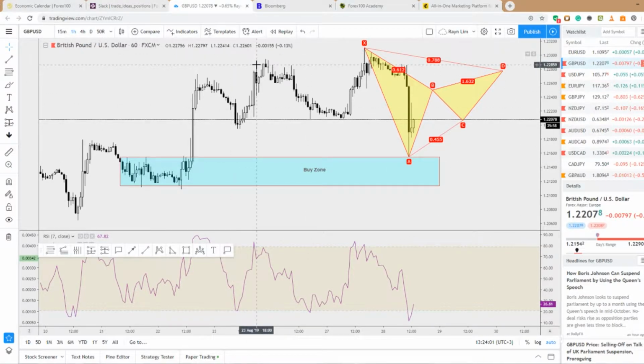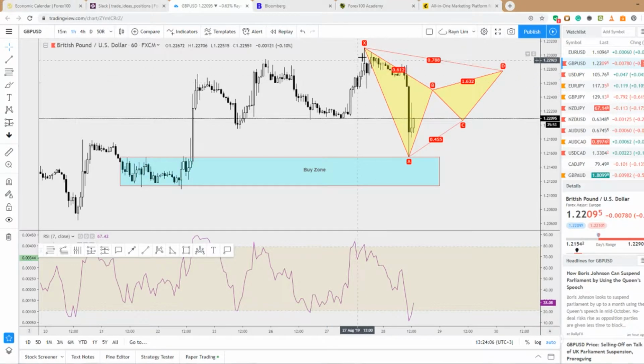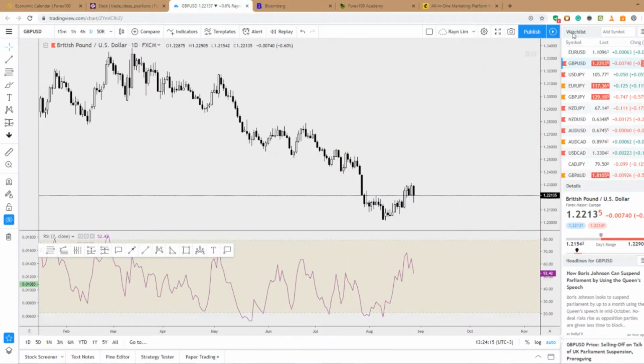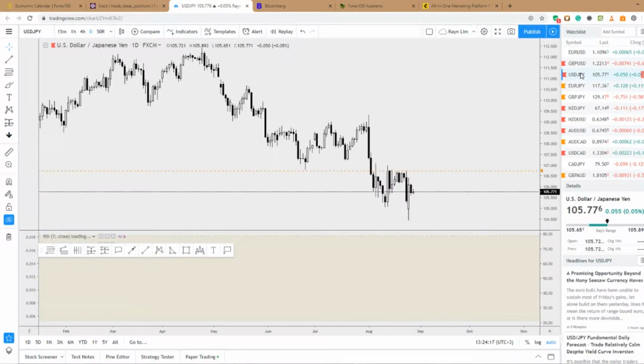Okay, waiting for selling opportunity over here. The buy zone will be very classic, a retest of the support for a buying opportunity over here. Alright, to the next pair, dollar yen.